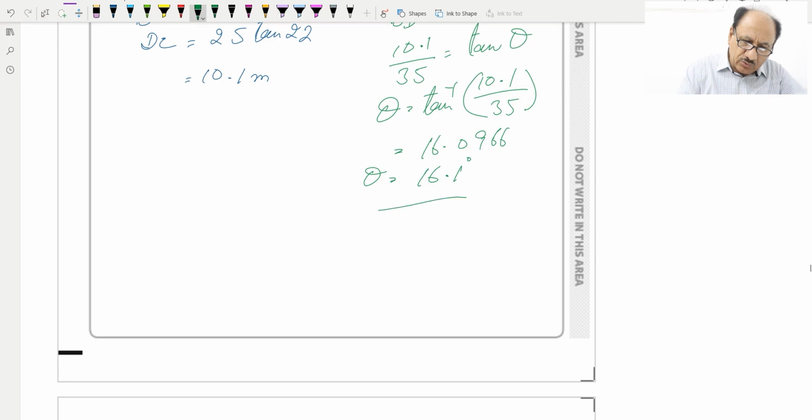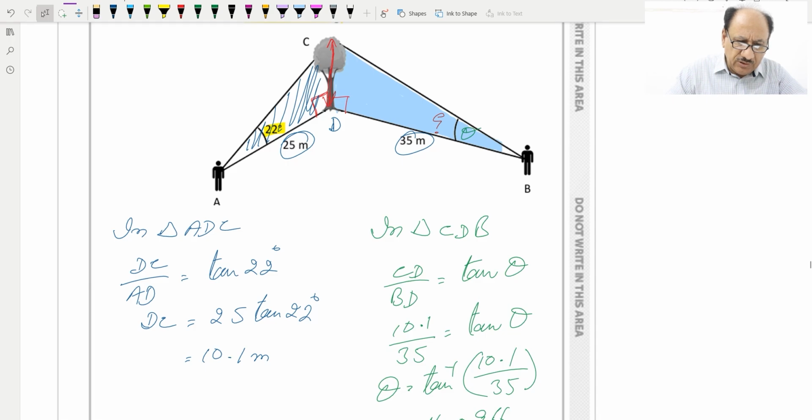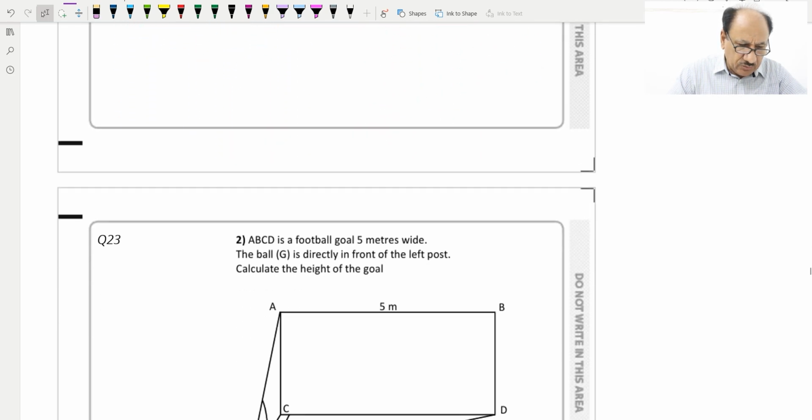Hopefully you understood this. In this question, first we are applying basically trigonometry and angle of elevations. For the first triangle ADC, the angle of elevation was given, so by using that we found the height of the tree, which is CD, and then by using the height of the tree and the distance DB, we are again using trigonometry, and we found the angle of elevation of the tree from this person B. So this is how we can solve these types of questions by using trigonometry.